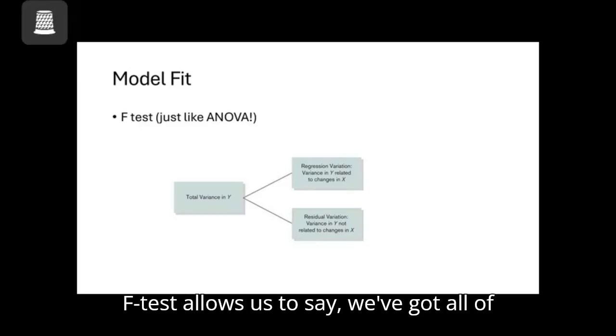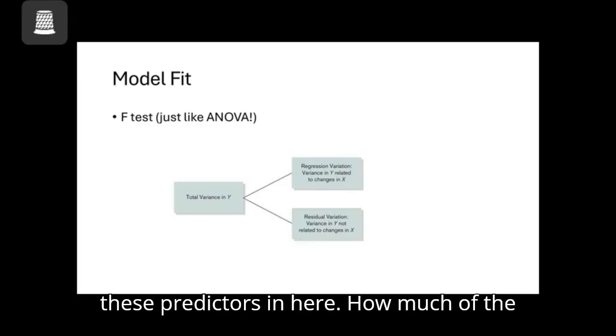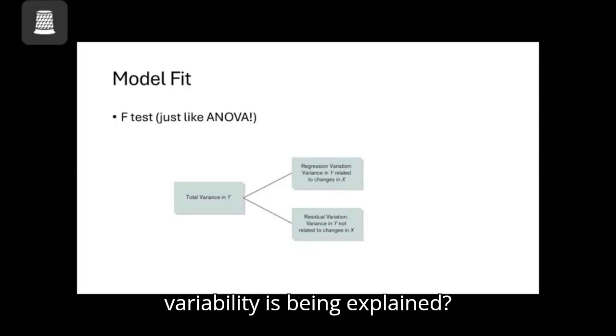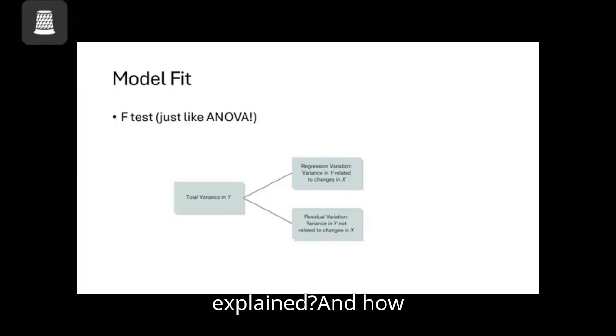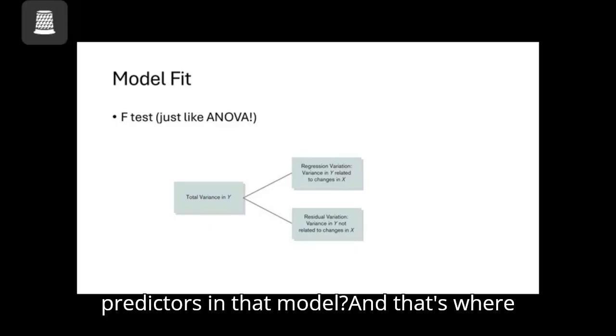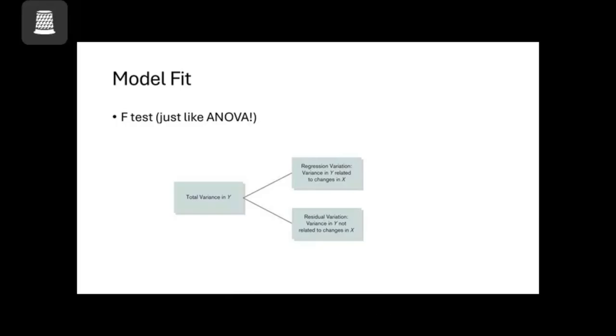But the F-test allows us to say, we've got all of these predictors in here. How much of the variability is being explained? How much of the variability is not being explained? And how much power are we giving up by having too many predictors in that model? And that's where this F-test comes in.